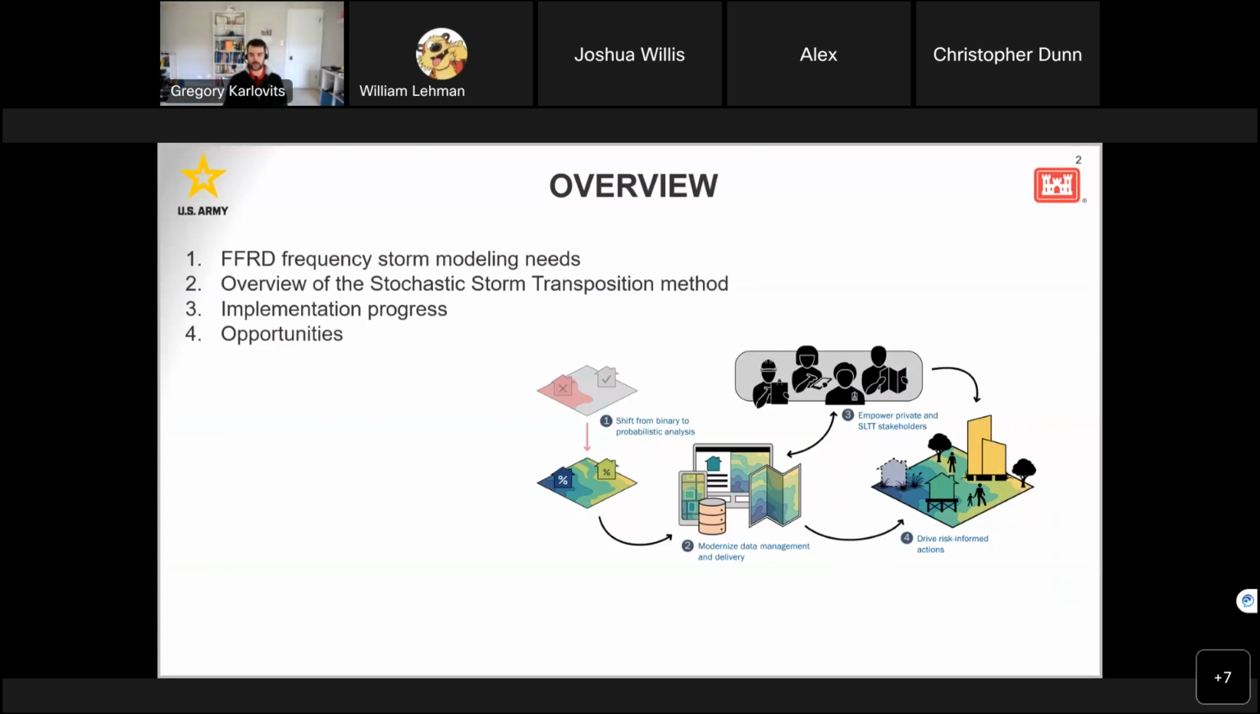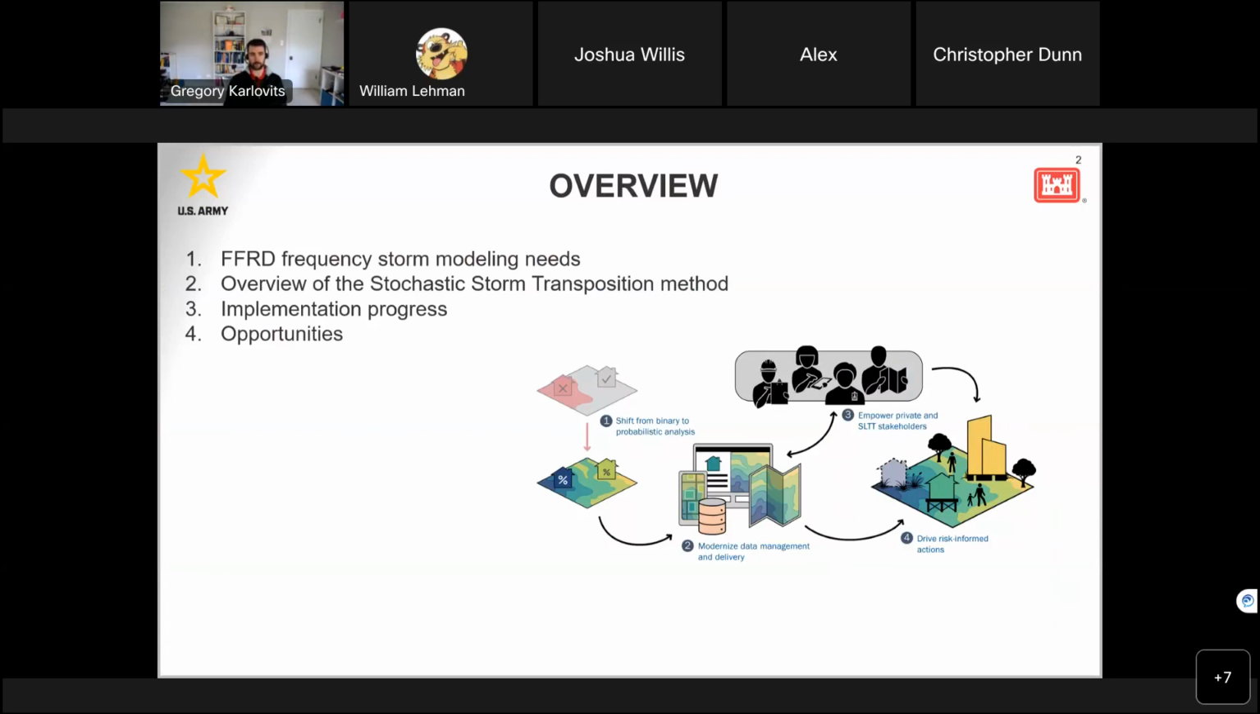This little flow chart is a stock graphic that was generated for FFRD, but it highlights a few of the key areas that represent a pretty big change from the way that we do things now. The first being this notion of the shift from binary to probabilistic analysis. Anybody who's worked with the FIRM before, a flood insurance rate map, is used to finding your 100-year floodplain and your 500-year floodplain on the map, and the binary designation usually has to do with the mandatory purchase of flood insurance. If you're inside the 100-year floodplain, you're buying flood insurance.